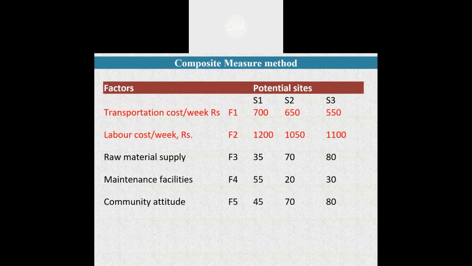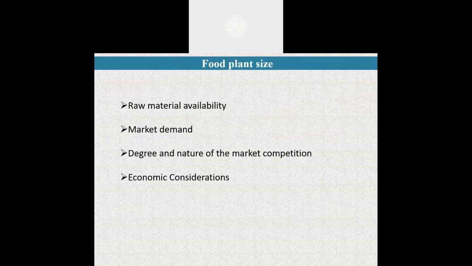And then the composite measure method. So transportation cost, labor cost, factor 1, factor 2. Okay. And raw material supply, maintenance facility, and community attitude. So these are other points, the factors and potential sites. Okay. Then food plant size: raw material availability, market demand, degree and nature of the market, competition, and economic considerations. So on the basis of the size of the plant.